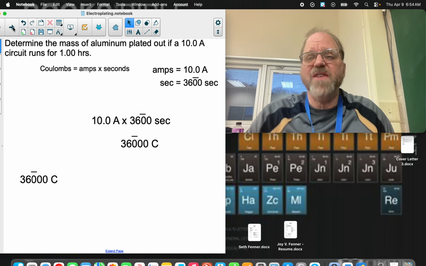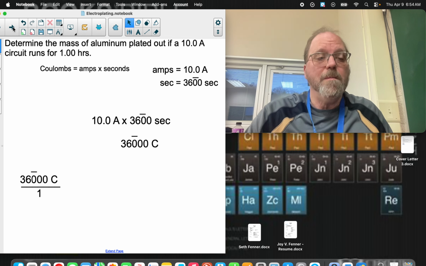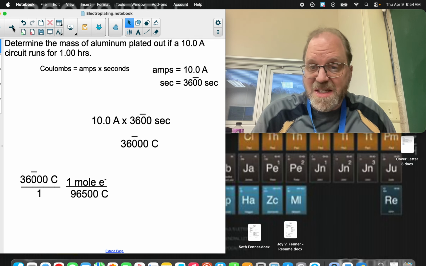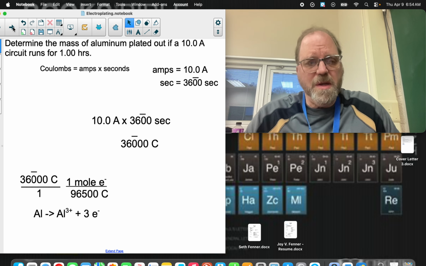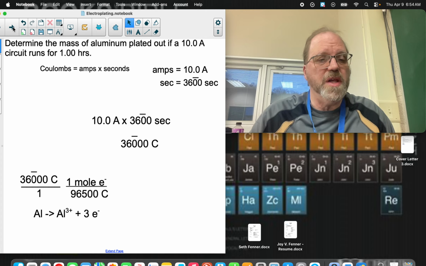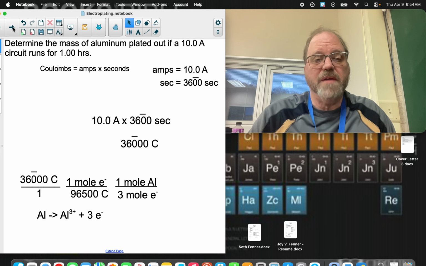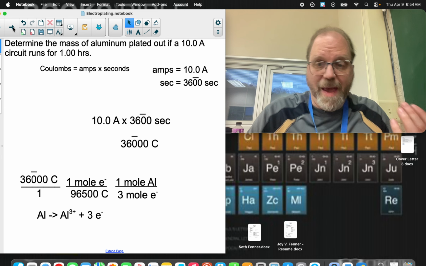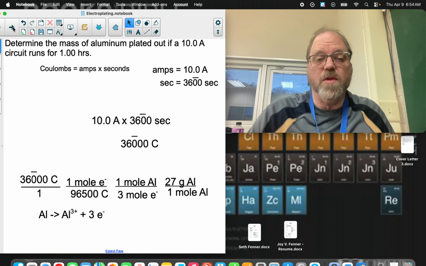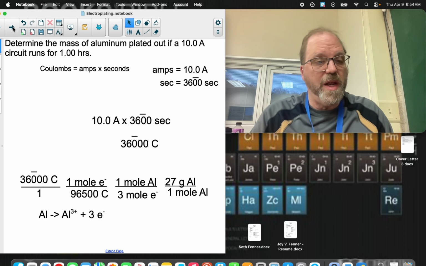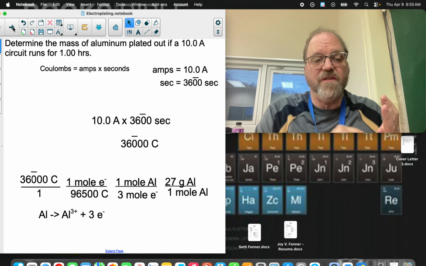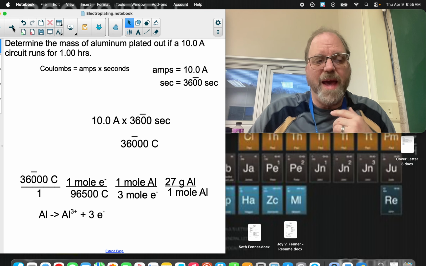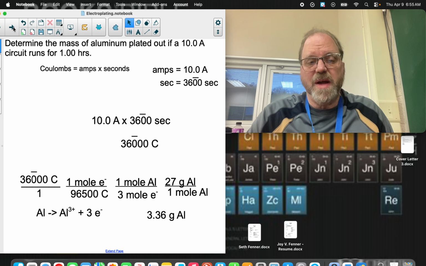All right, put that value over 1, because we're going to do a conversion here. Remember, we said that 1 mole of electrons is 96,500 coulombs, Faraday's constant. Aluminum has 3 moles of electrons in its ionization. So 1 mole of aluminum is going to give us 3 moles of electrons. Now, from the atomic mass in the periodic chart, we know that 1 mole of aluminum is 27 grams. So take your calculators: 36,000 times 27, divide by 96,500, divide by 3. We get 3 sig figs, 3.36 grams of aluminum.